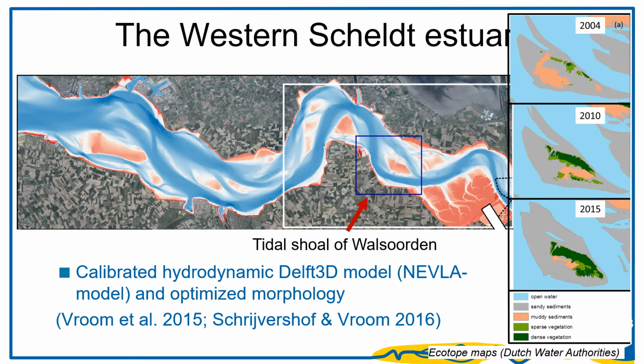Moreover, there exists a calibrated hydrodynamic Delft3D model with an optimized morphology that I can use to couple to my vegetation and biofilm code to see if we can reproduce this saltmarsh pattern. So I use this domain, which is in the white rectangle, and I have a bit higher resolution grid for the tidal shoulder Walsorden, and then I compare the saltmarsh pattern from my model and the biofilms with the field data, and also link that to the mud cover to answer my research question.